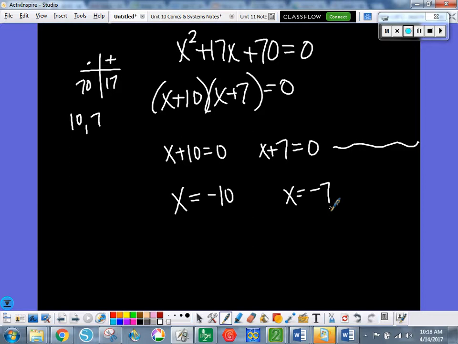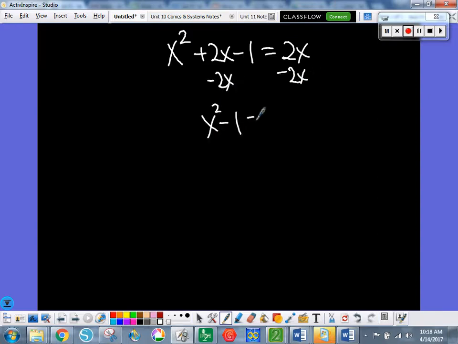Okay, one last thing really quick. Pretend like you had x squared plus 2x minus 1 equals 2x. What would you do first? You would subtract the 2x. Why? You have to have it equal to 0. Good. So when I subtract that 2x, I would get x squared minus 1 equals 0.